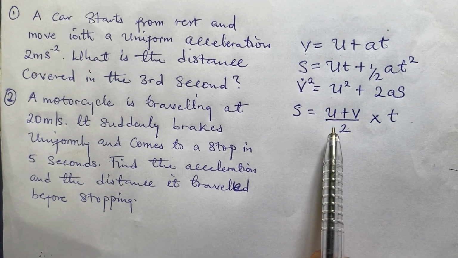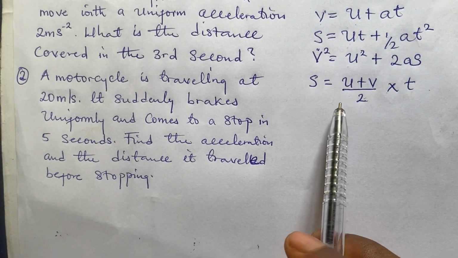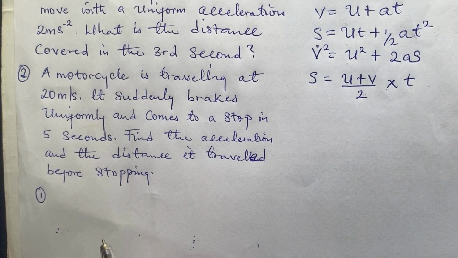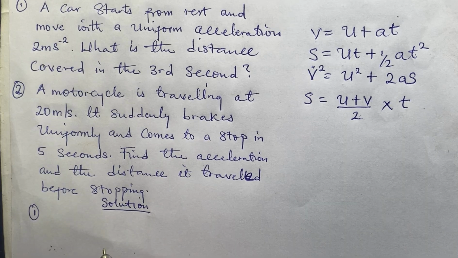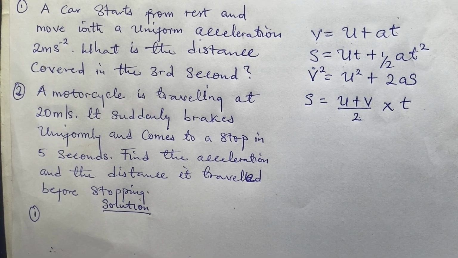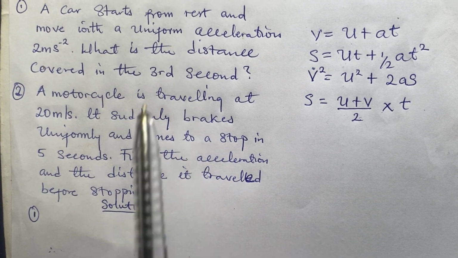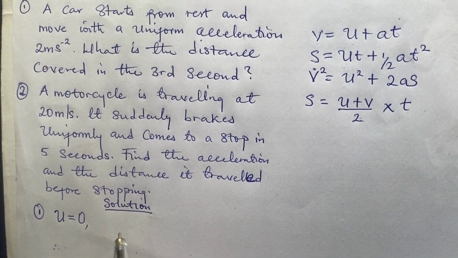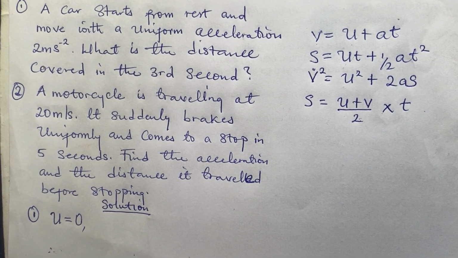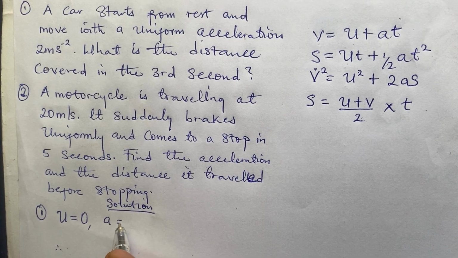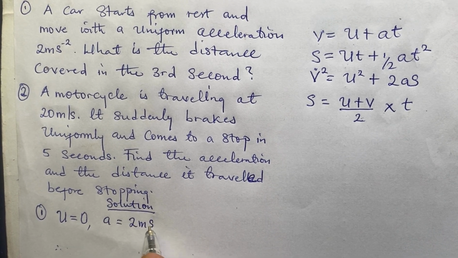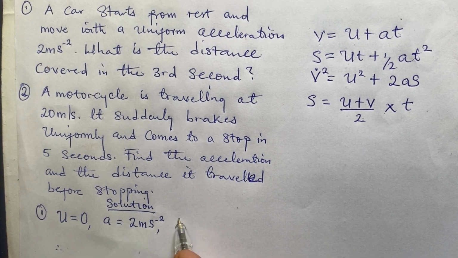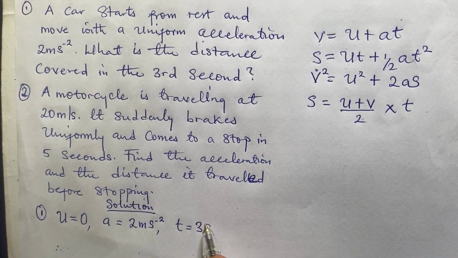So now let's go back to our question. So question 1, let's try to list the parameters of what we have. The car is assumed to start from rest, meaning that the initial velocity is 0. It has an acceleration of 2 meters per second squared, and the time is 3 seconds.